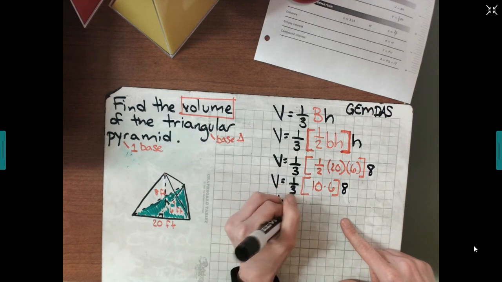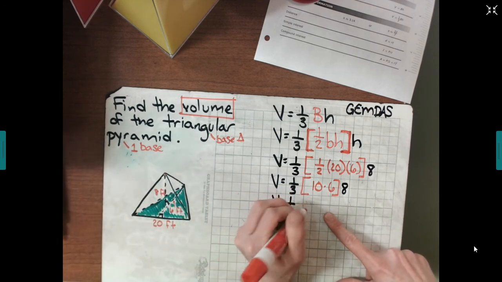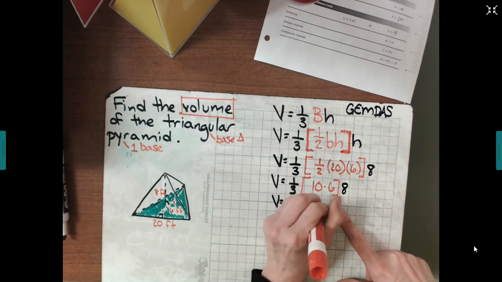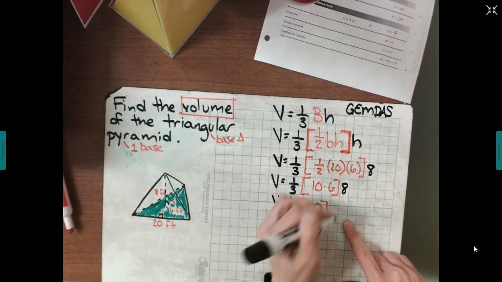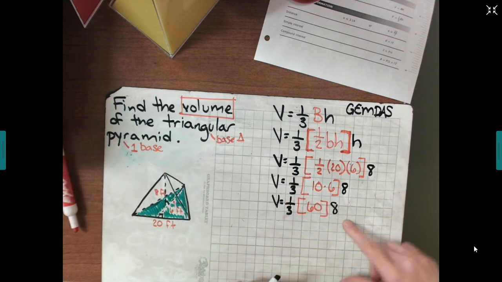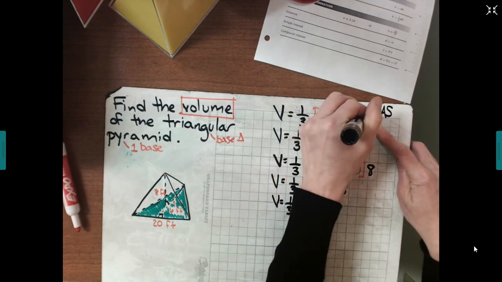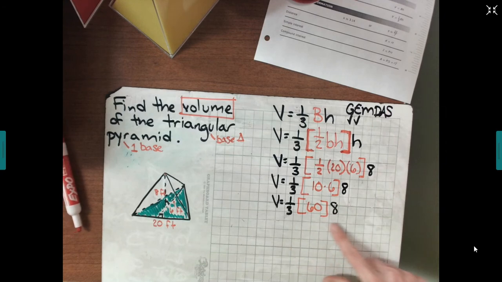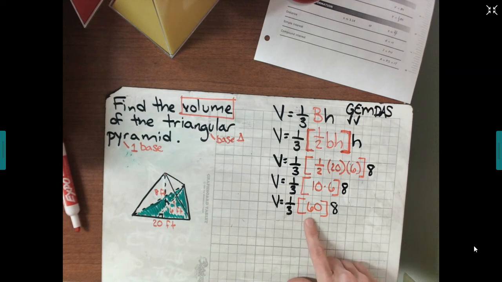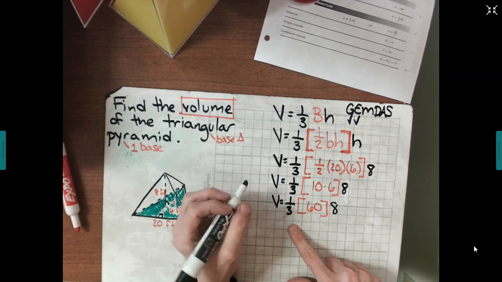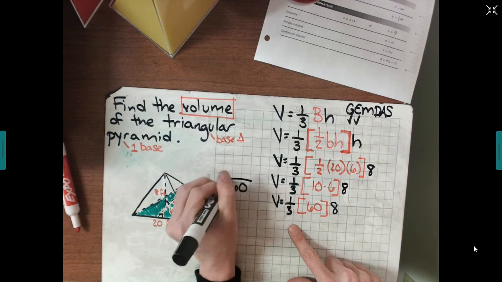Volume equals 1/3. Now I can do 10 times 6, which is 60. And then my height of my pyramid is 8. Okay, I've done my grouping. I don't have any exponents. Now I'm on to my multiplication. All of this is multiplication. 1/3 of 60. It's 1/3 times 60, which is 60 divided by 3. So I'm going to make my life a little bit easier and just do 60 divided by 3.